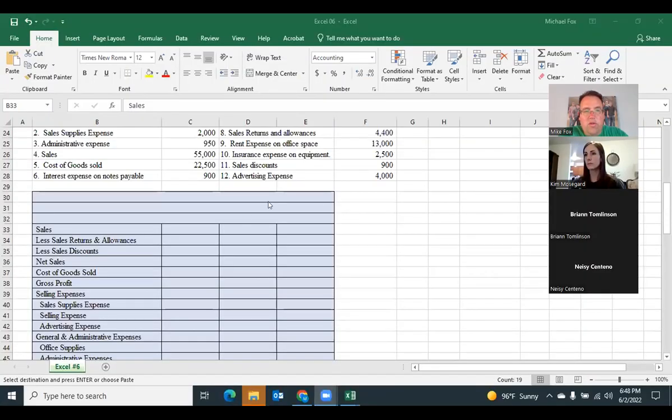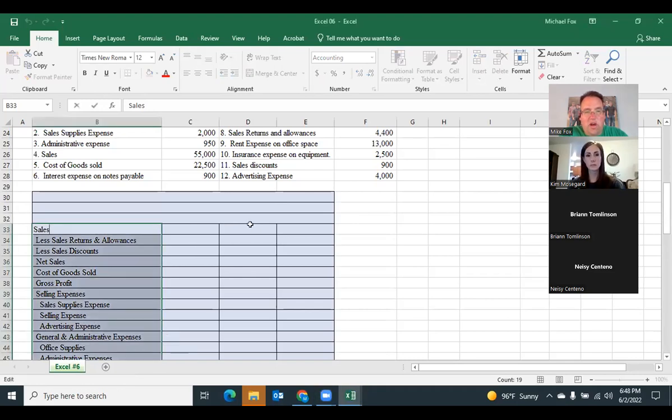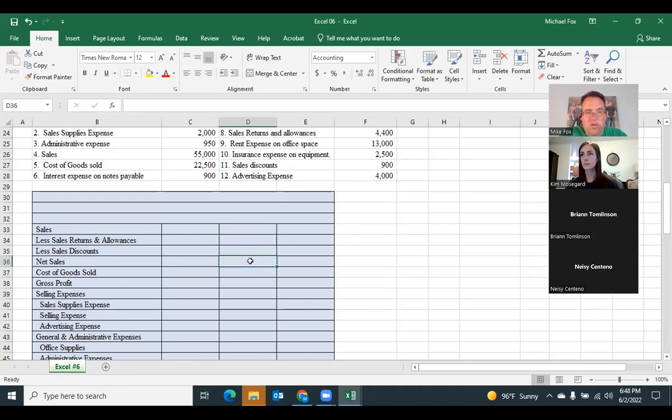Okay, so the way I would do it is I would just be listing sales in this column, and then minus these two would give me net sales, which I'd put in that column. And I'd have cost of goods sold there and my gross profit there. And then I would have my sales and supplies expense, selling expense, advertising expense, and then the total of all three of them in that second column.